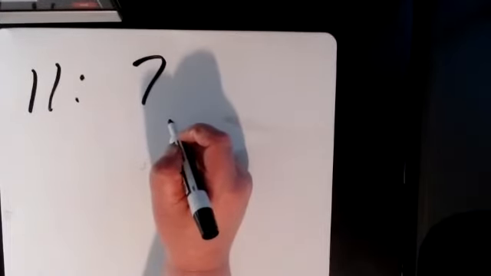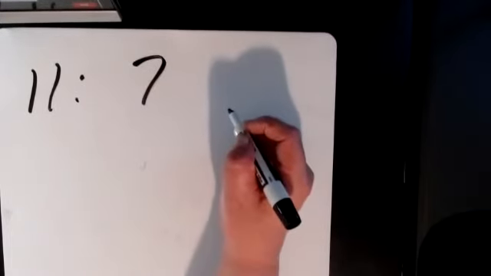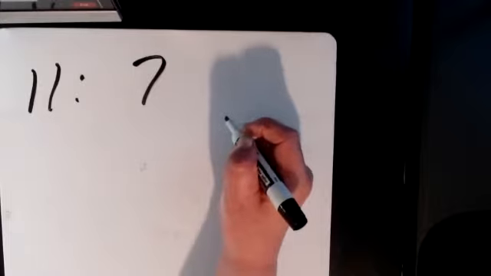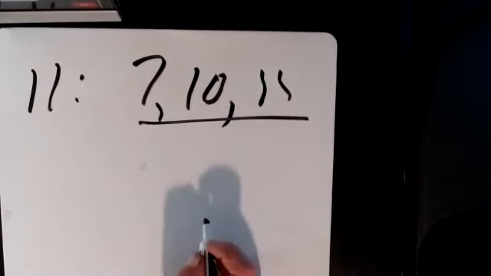Now, on page 11, why don't we try number 7? Not now, we could do this at the end after I leave. And number 10, 11. That's good enough.